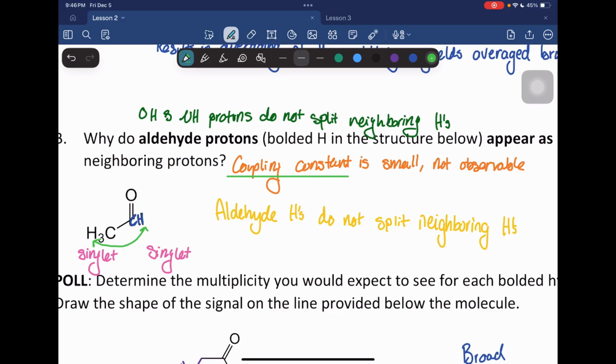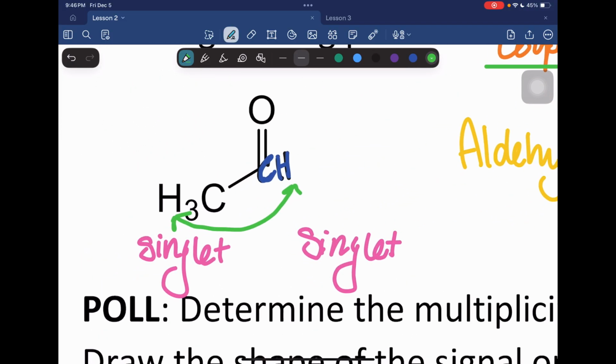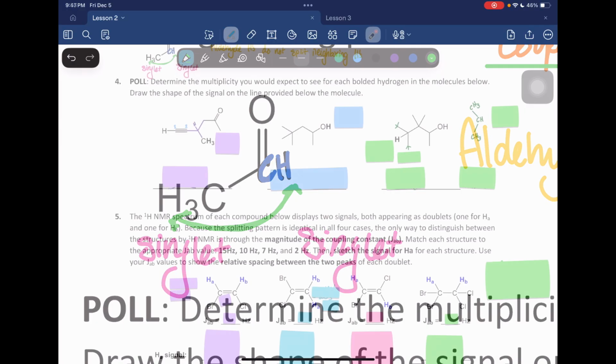So aldehyde hydrogens do not split the neighboring hydrogens because the distance between them is so tiny that we don't really care, right? We don't care to split it because the distance between them is so small, so we might as well just call them singlets and move on with it.